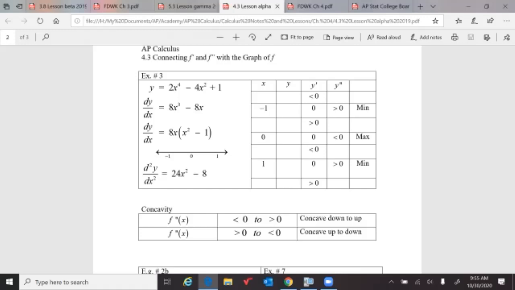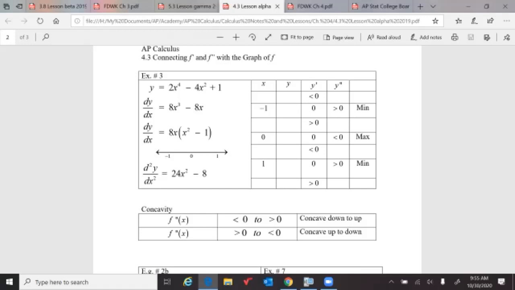How many zeros does it have? 3. How many are real? 3 or 1. In this case, it is 3. 0 would make 8x 0. Negative 1 and 1 would make the parentheses 0. And here's your number line.